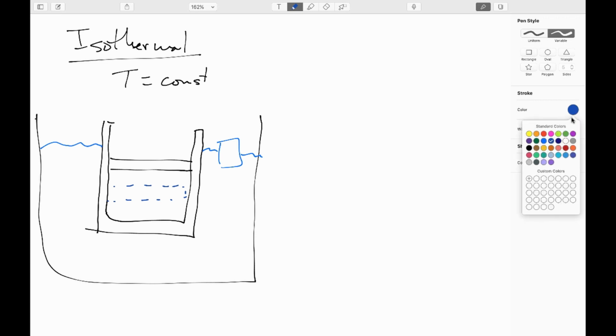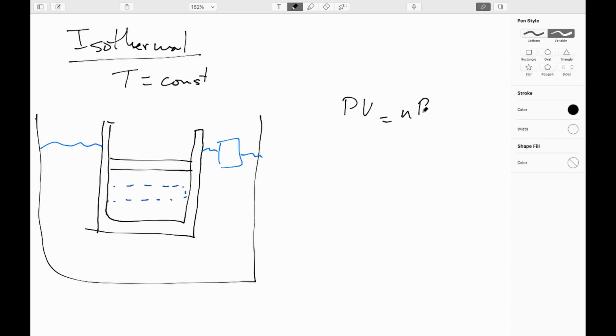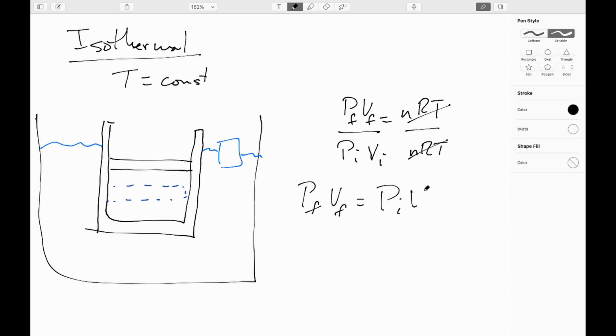So let's follow that through from the ideal gas law. So we can again write PV equals nRT. Here the temperature is a constant, so we're just going to say final. And then we do the same thing for the initial state. And we get P final V final equals P initial V initial, which is Boyle's law.